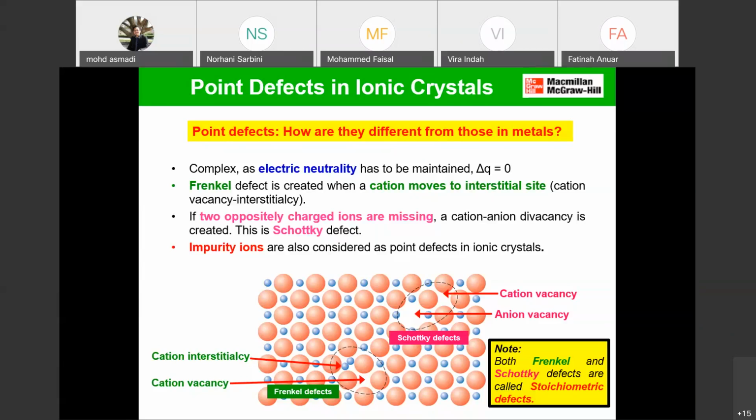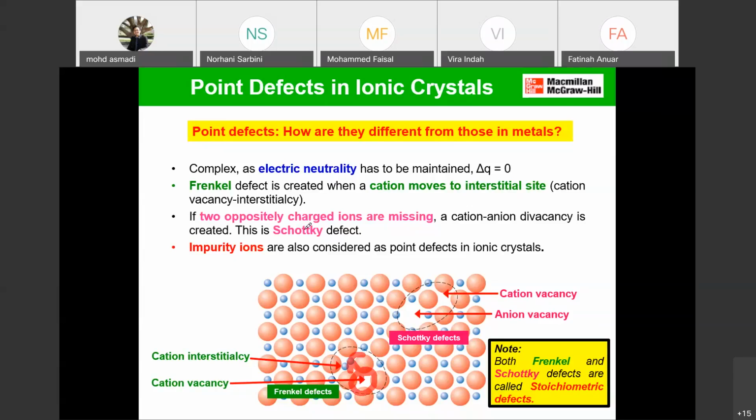They want to maintain the neutrality. Okay. So if you look here, the green one is the Frenkel defect, created when the cation moves to the interstitial site. So this one becomes a vacancy since the atom has moved to the neighbor site. So this is a Frenkel defect, related with the movement of the cation.